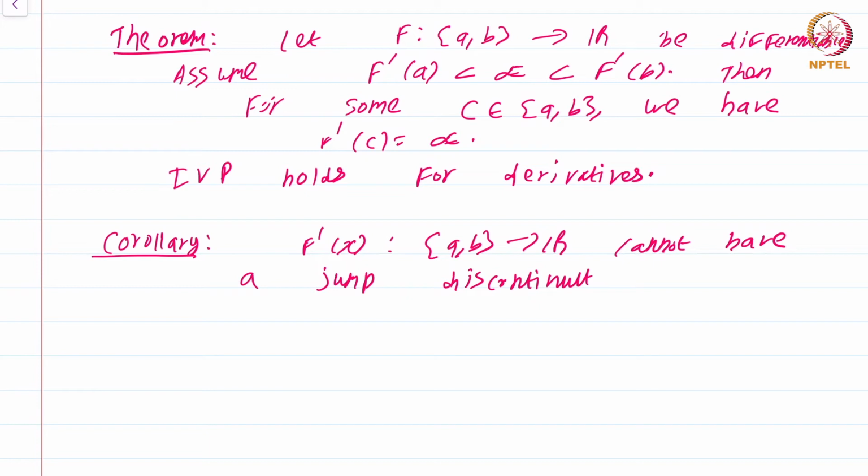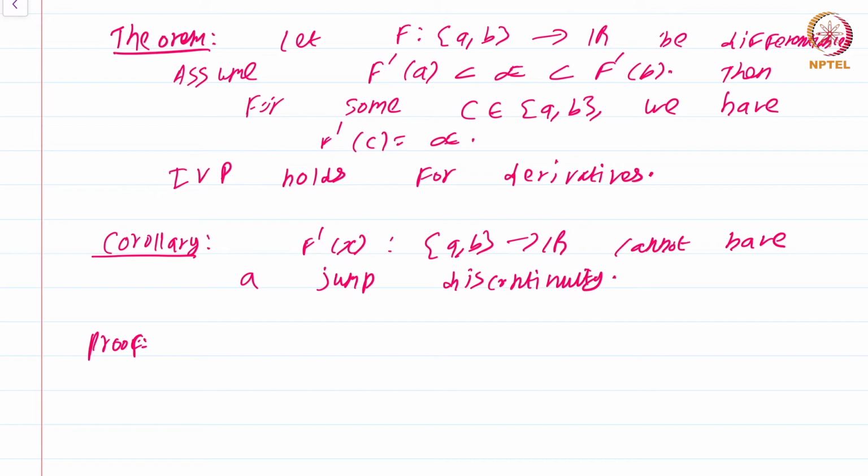Now let's prove the theorem. The proof of the corollary is so obvious that I'm not even going to justify giving a proof. Let's consider this for a moment. We want to show that all intermediate values are taken.